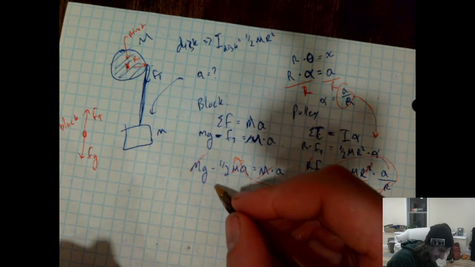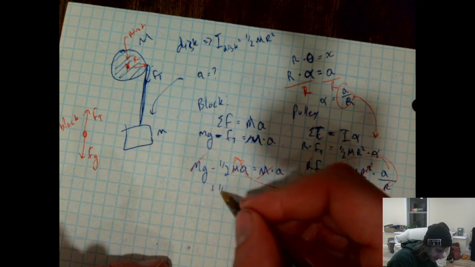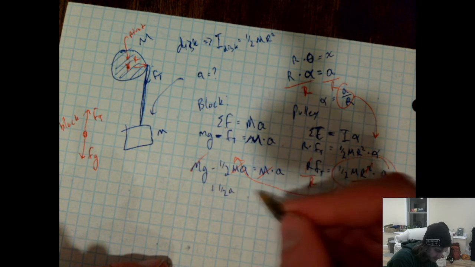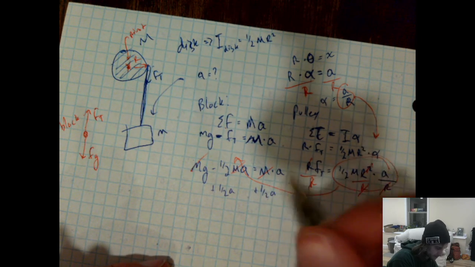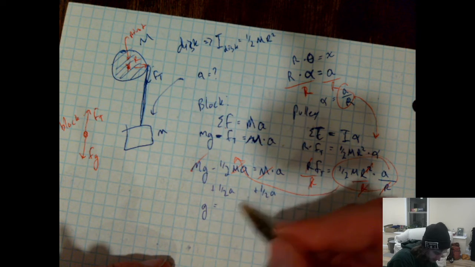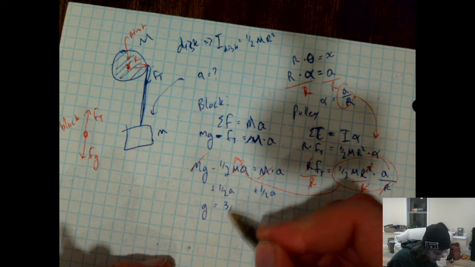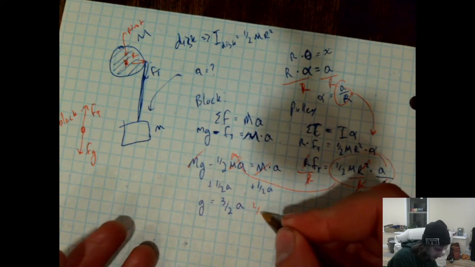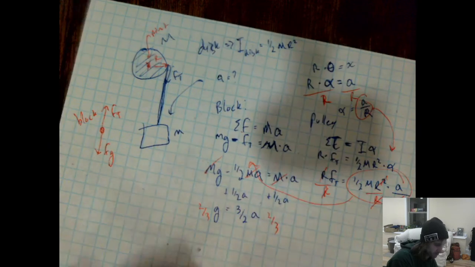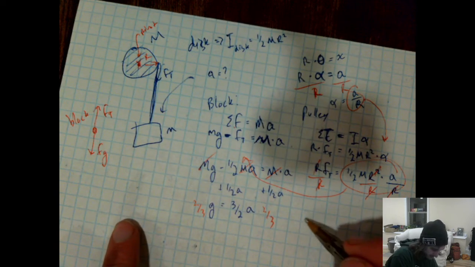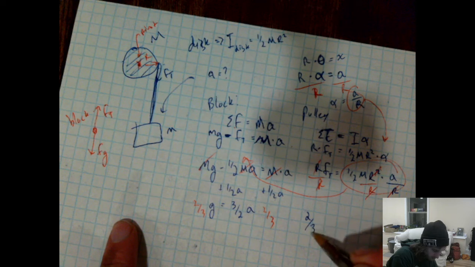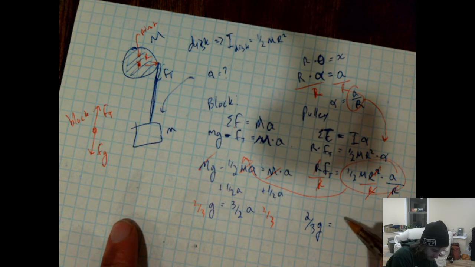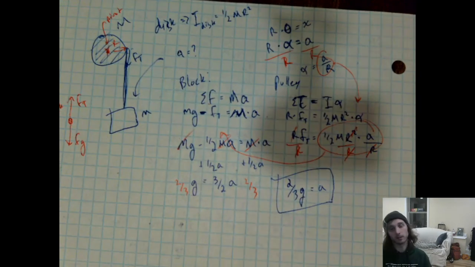From here, if we add the 1/2 acceleration to both sides, what we'll get is that g is equal to 3/2 our acceleration. So if we multiply each side by 2/3, we'll get that the acceleration of the system will be 2/3 as big as it would have been if the pulley had no mass, when the pulley is the same mass as the block that is attached to the pulley.